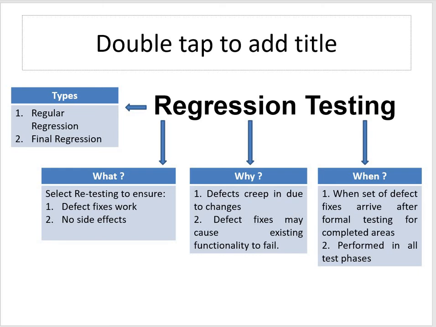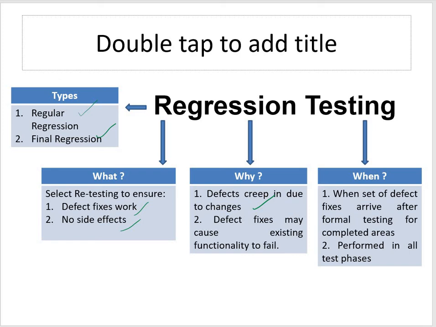Right. So in the case of regression testing, we have regular regression and final regression. What we do is select the retesting to ensure defect fixes work and there isn't any side effect. Defects creep in due to changes, that's why we go ahead with this. Defect fixes may cause some existing functionalities to fail.